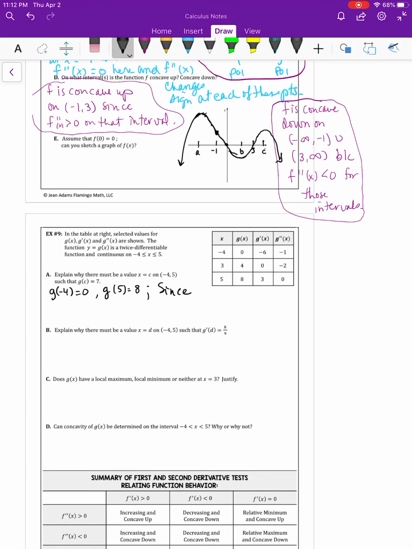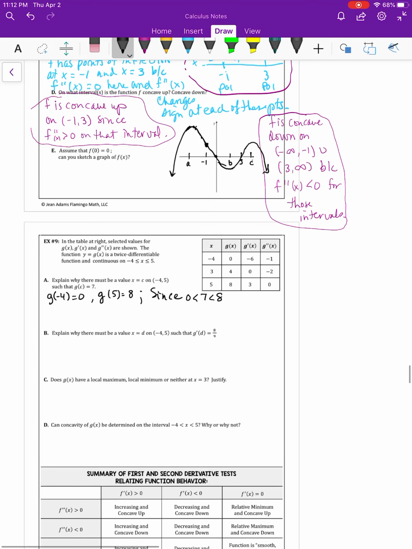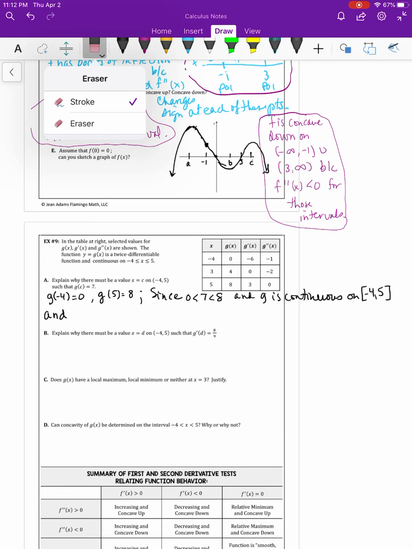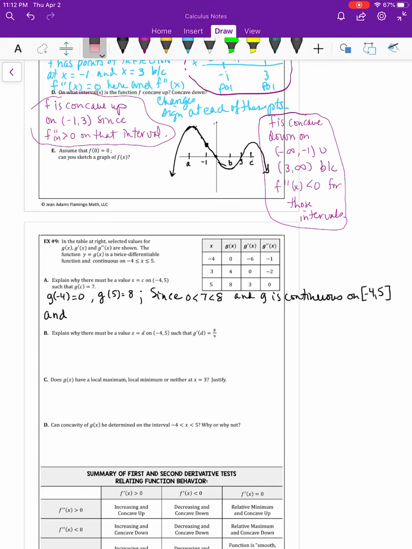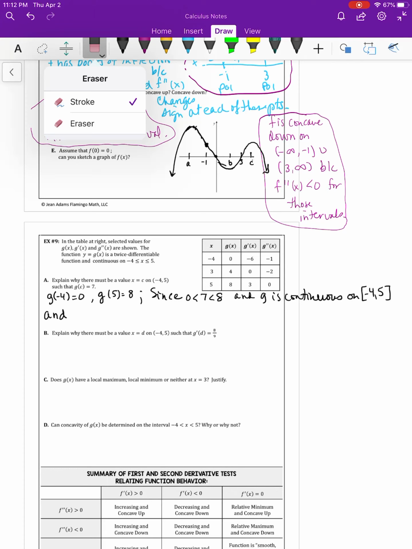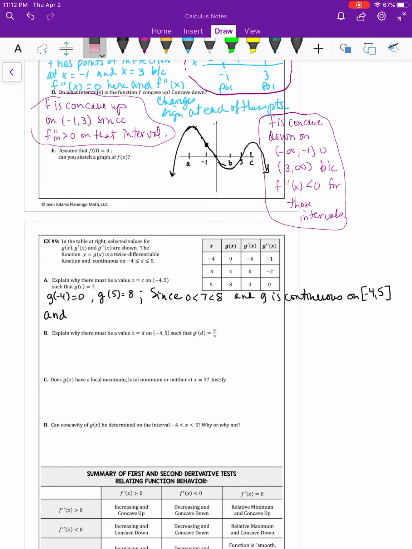And we say, since 7 is between 0 and 8, and g is continuous on the closed interval -4, 5, and differentiable, actually, we don't have to talk about differentiable yet, so sorry, but we're just going to say, since it is continuous, because all they're asking here is there a value that's 7?